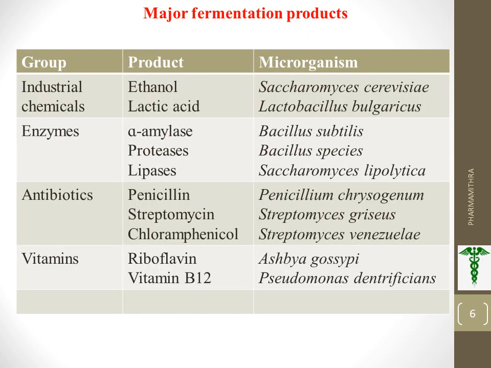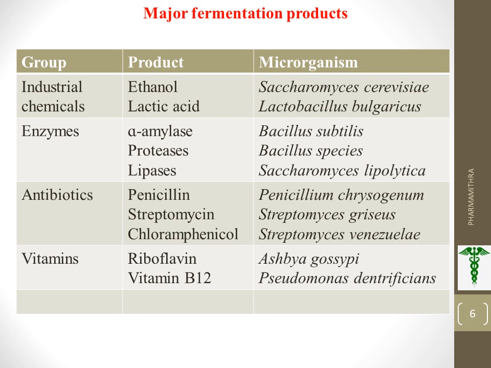Let me go through the major fermentation products. First, in the industrial group, we can consider ethanol and lactic acid. Ethanol is produced with the help of the microorganism Saccharomyces cerevisiae, lactic acid from Lactobacillus bulgaricus. Going to the enzymes: alpha amylase obtained from Bacillus subtilis, proteases from Bacillus species, lipases from Saccharomyces lipolytica.